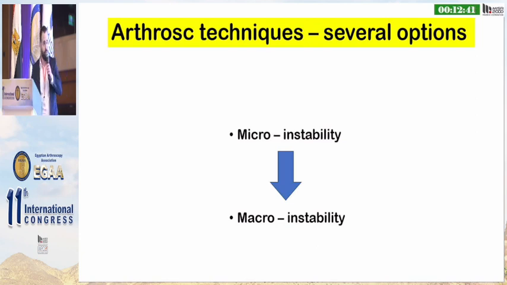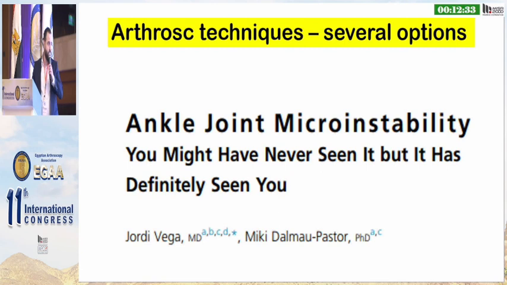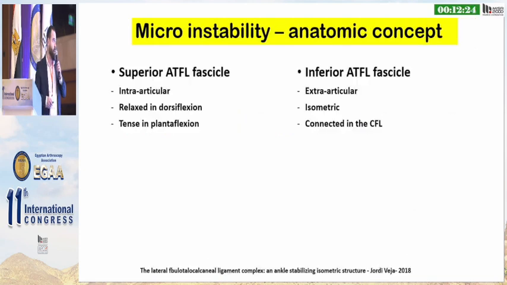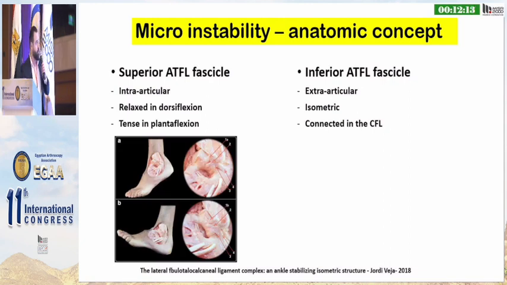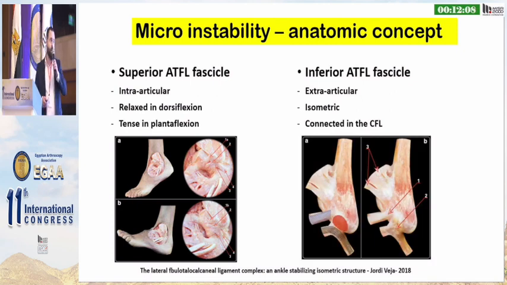First of all, we need to have in mind that we have a new concept of instability. It's called microinstability. It's based on the work of Jordi Vega. He described an anatomic concept that the anterior talofibular ligament is divided into two fascicles. The superior fascicle, which is intra-articular, is relaxed in dorsiflexion and tensed in plantar flexion. The inferior fascicle is extra-articular, isometric, and connected with the calcaneofibular ligament.